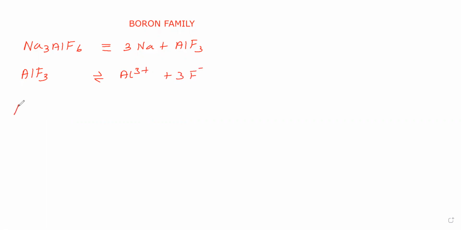This F minus ion goes to the anode. The anode is carbon in this electrolytic process. This F minus goes to the anode, loses an electron and becomes a fluorine atom. The fluorine atom combines with another fluorine atom and becomes fluorine gas. So fluorine gas is liberated at the anode.